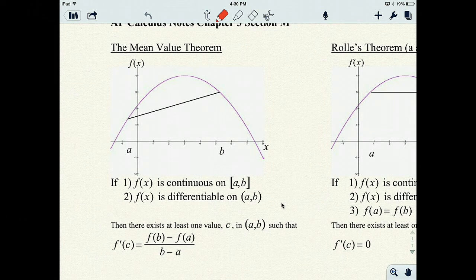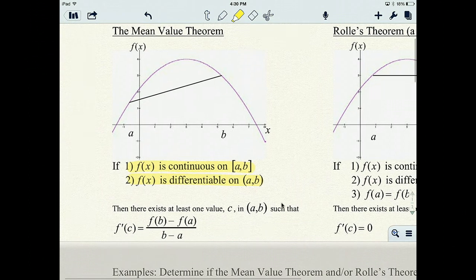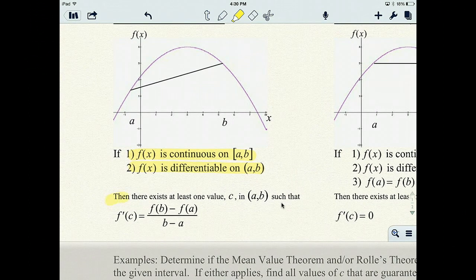The mean value theorem states that if you have a continuous function on a closed interval, and you can take the derivative anywhere in that interval, or there's a slope everywhere on that particular function, then there has to be one value, c, in the interval such that f prime of c equals f(b) minus f(a) over b minus a. And some of you are saying, what does that mean?